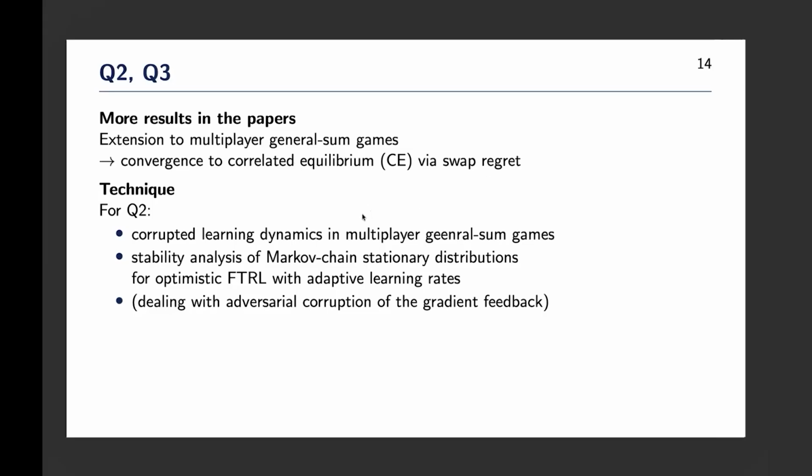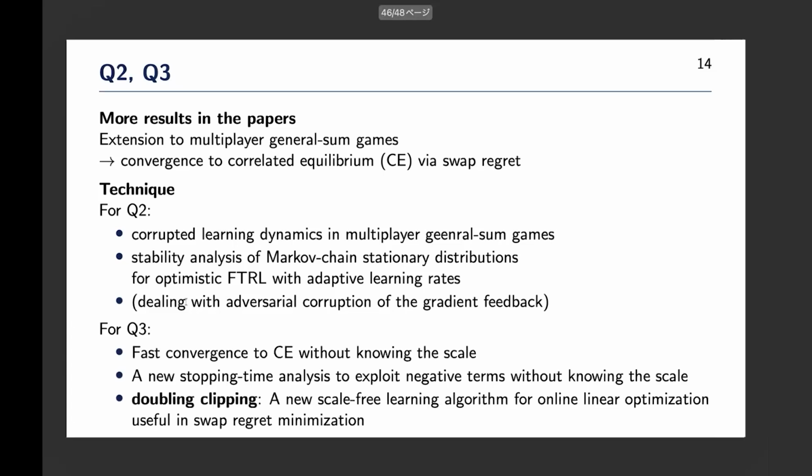And what we did is the stability analysis of the Markov chain for optimistic FTRL with adaptive learning rates. Though it is not directly related to swap regret, we are also dealing with adversarial corruption of the gradient feedback for the second paper. And for the third paper, we constructed learning dynamics with fast convergence to correlated equilibrium without knowing the scale.